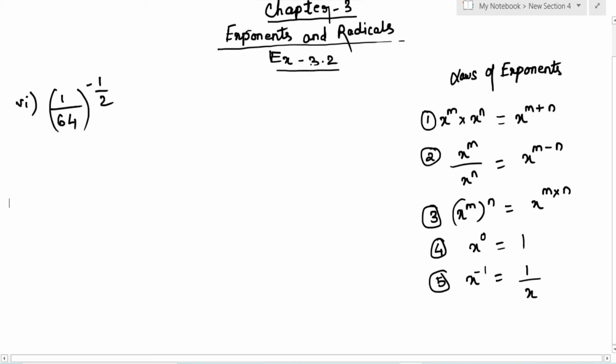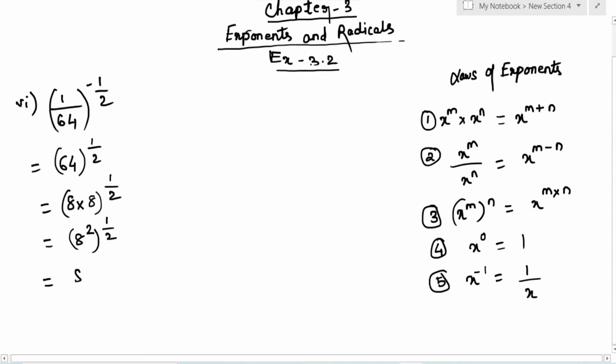Coming down to the sixth part, that is 1 by 64 whole to the power minus 1 by 2. Now again this is having a negative power. You can convert it into positive power by taking its reciprocal. So this will become plus 1 by 2. Now you know that 64 is the square of 8. 8 eights are 64. I already told you, you need to see the denominator of the power. So now this will become the square of 8 whole to the power 1 by 2. So on further solving we will get 8 to the power 2 into 1 by 2. 2 and 2 are going to cancel and 8 to the power 1 is 8.